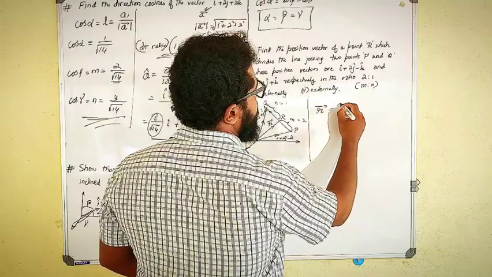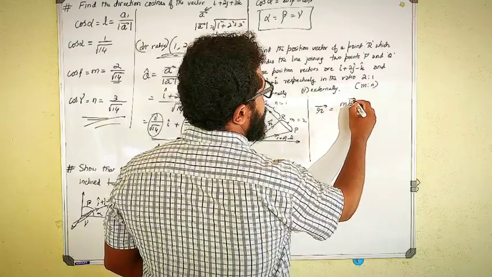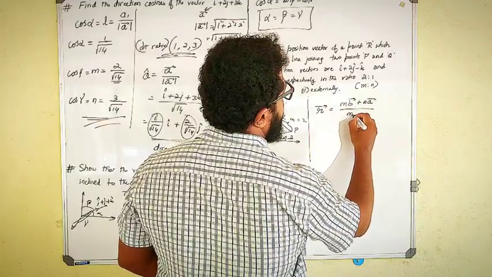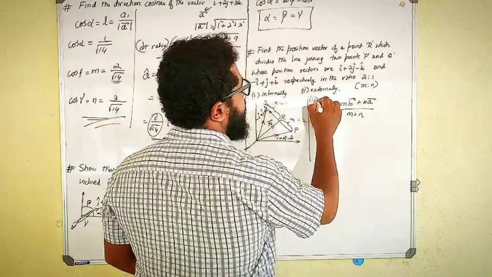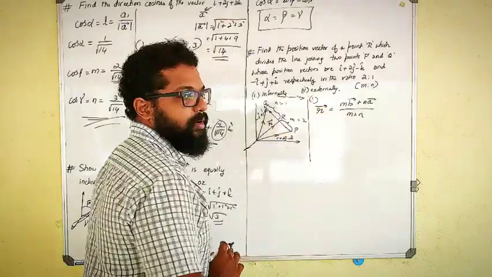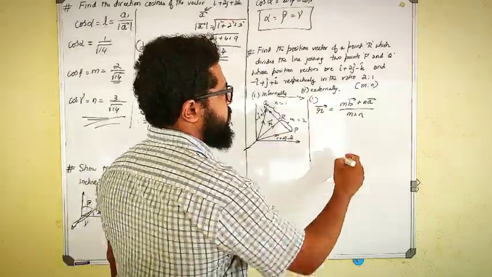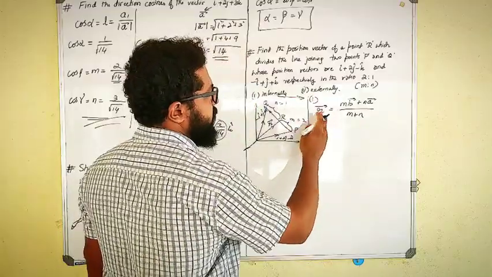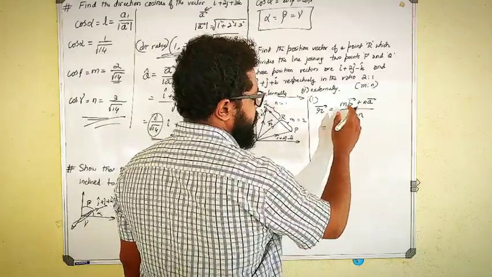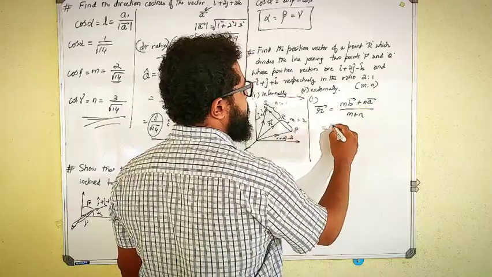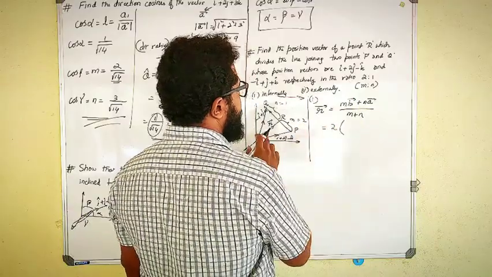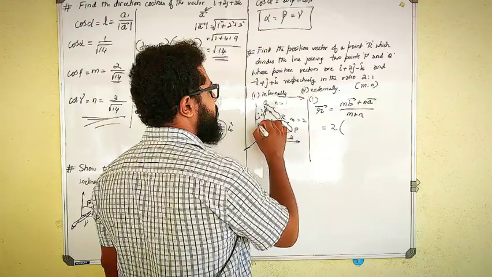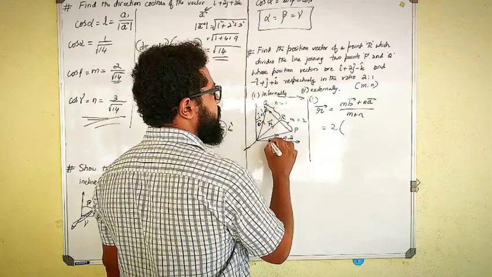We know the formula. It is m b vector plus n a vector divided by m plus n. That is for internal division, which is what I am solving for. For internal division it is plus. I will just substitute into the formula, where m is 2 and b vector is nothing but this one. This is b vector and this is a vector.